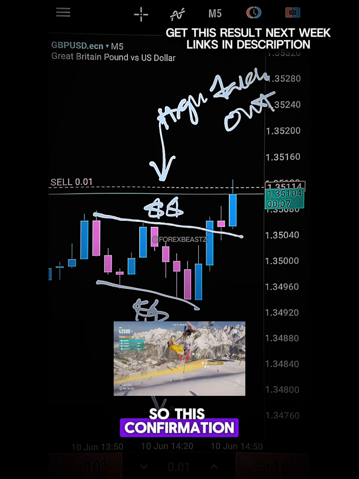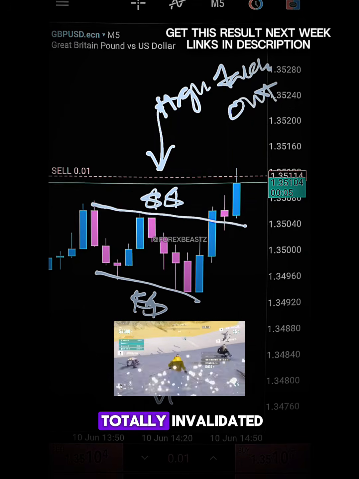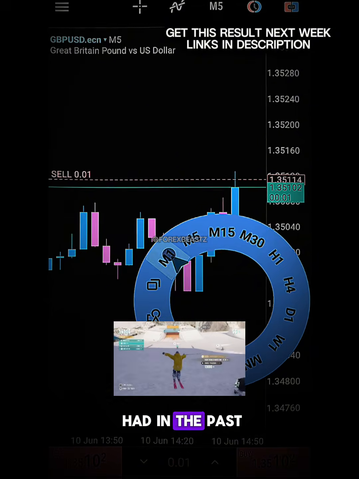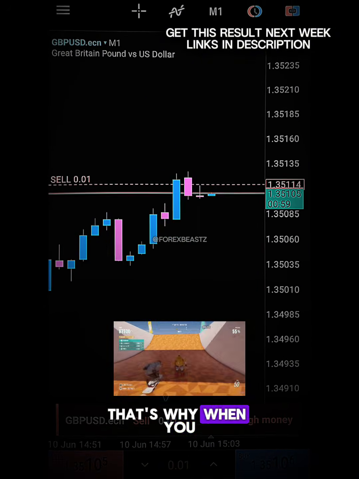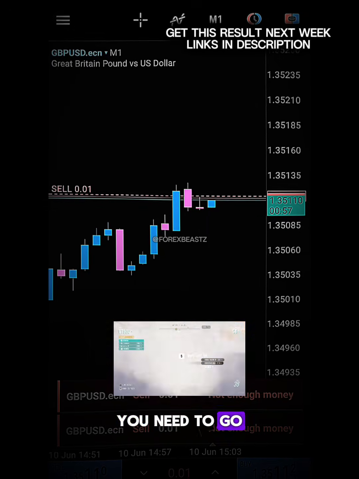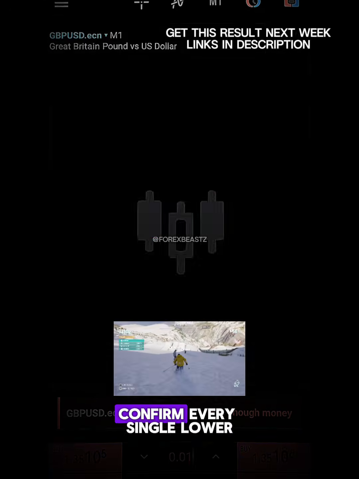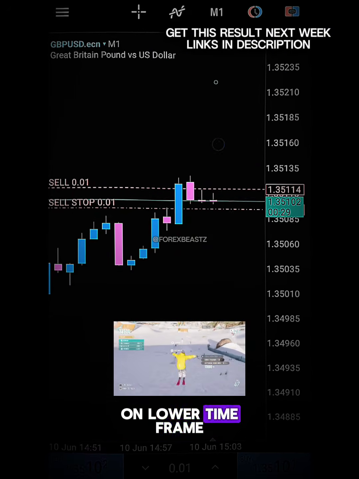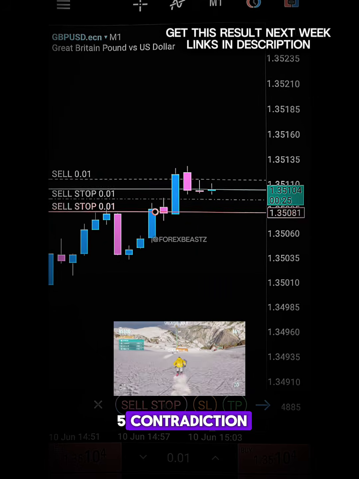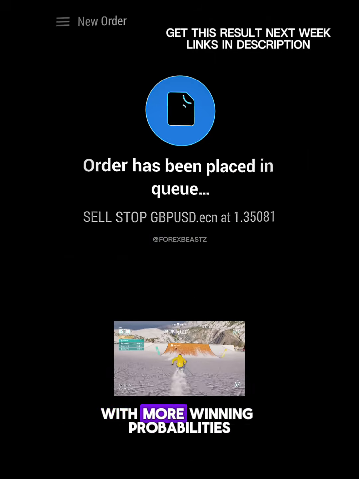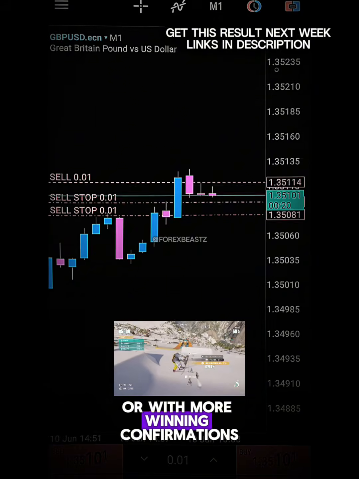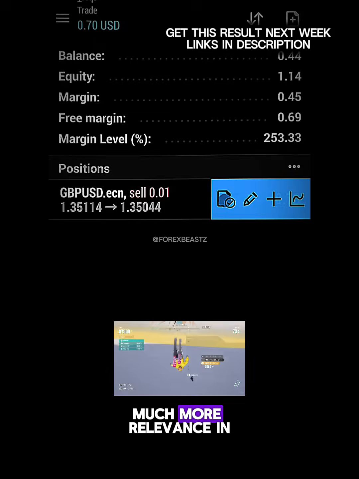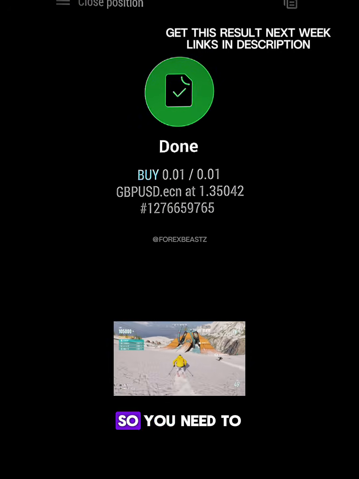So this confirmation or this setup is totally invalidated due to all the previous strong confirmation that we had in the past, or let's just say on the higher time frame. That's why when you are doing top down analysis or trading candlesticks, you need to go to the top to verify or confirm every single lower time frame confirmation, because you might see 3 contradictions on the lower time frame, but on the higher time frame you will see 5 contradictions. Your goal is to follow the ones with more winning probabilities, more winning confirmations, or more strength, because some confirmations have much more relevance in the market than others. So you need to take all this in mind.